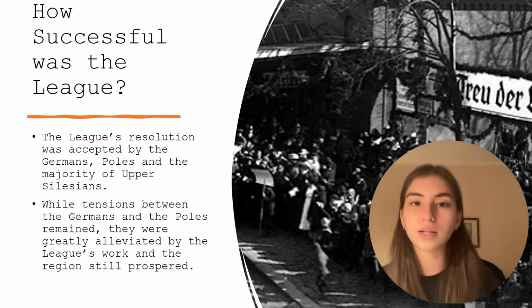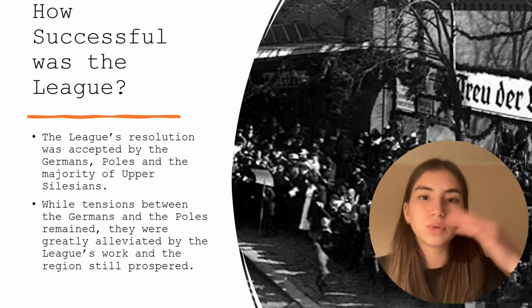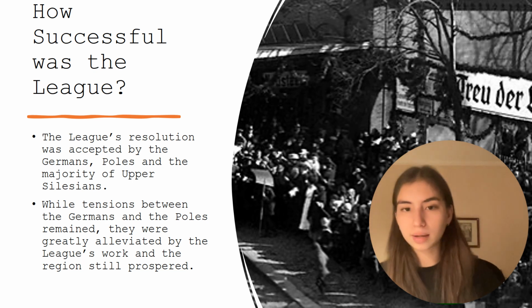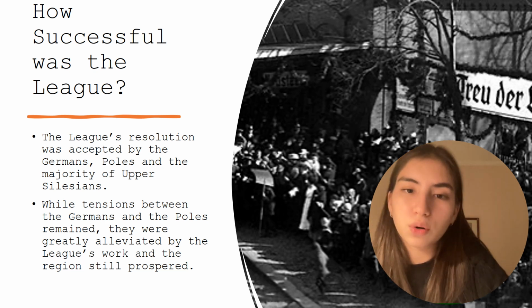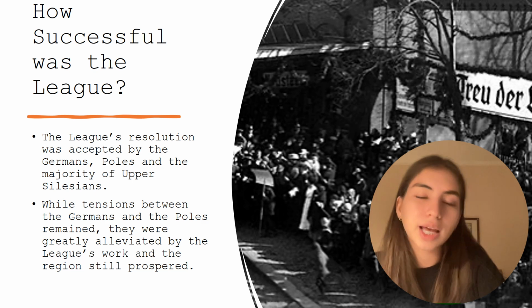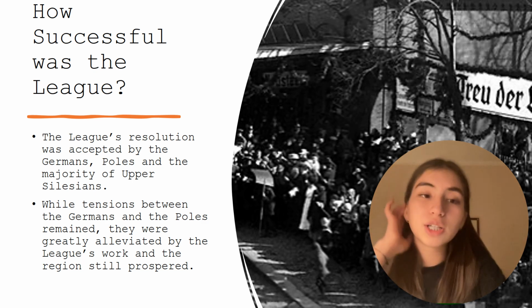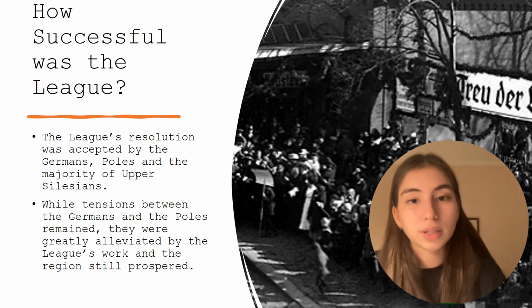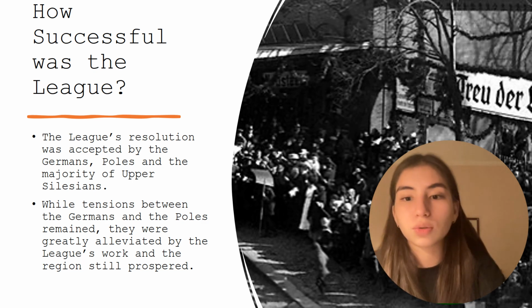And this is because it was accepted, it worked really well to reduce the tensions, which were really high between the Germans and the Polish, and it was pretty much accepted by everyone. A lot of historians who actually criticized the League said that Upper Silesia was pretty much a success. And while tensions between the Germans and the Poles remained, they were greatly alleviated by the League, and the region prospered, which is important. It's a very important industrial region, so it still did very well thanks to the resolution.